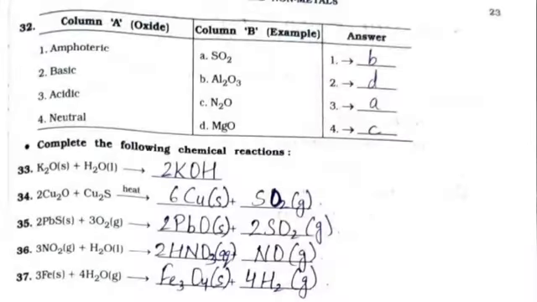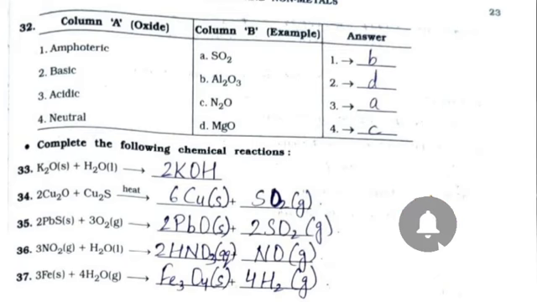Now second part of match the following. First one, amphoteric, it's option number B, Al2O3. Second, basic, it's option number D, MgO. Third, acidic, it's option number A, SO2. And fourth, neutral, it's option number C, N2O.